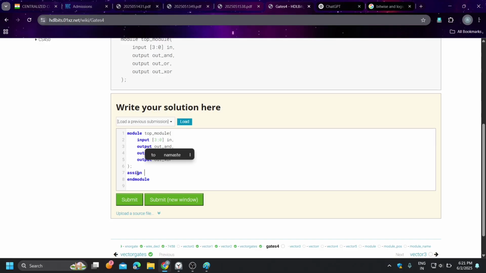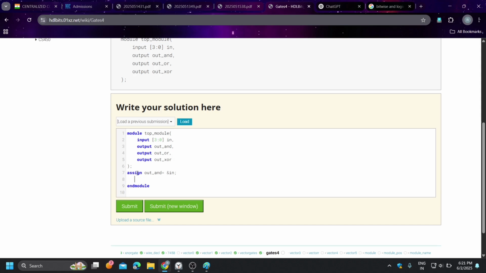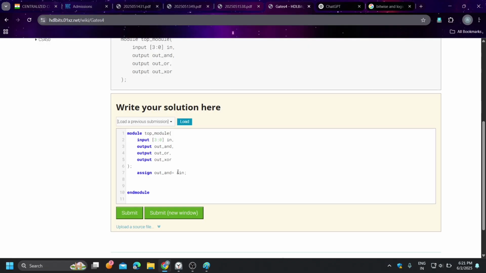So let's write the code. Assign out_and equal to AND of in. In this way we can write this AND operation. Here what will happen is it will perform AND operation between all these 4 bits. Whatever the input 4 bits are there, it will perform AND operation between those bits.